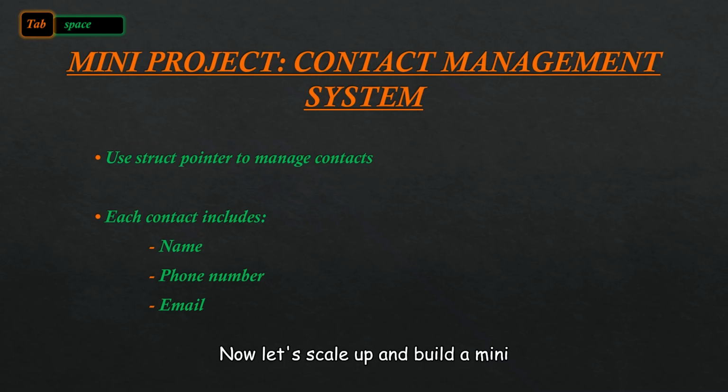Now let's scale up and build a mini project, a contact management system. This project is an excellent way to see pointers to structures in action. Here you will create a contact structure that includes name, phone number and email. Using pointers, you will dynamically manage multiple contacts, adding new ones, displaying them and searching through them. This is exactly how real-world apps like phone books or CRMs manage their data internally. You will begin thinking like a system designer.